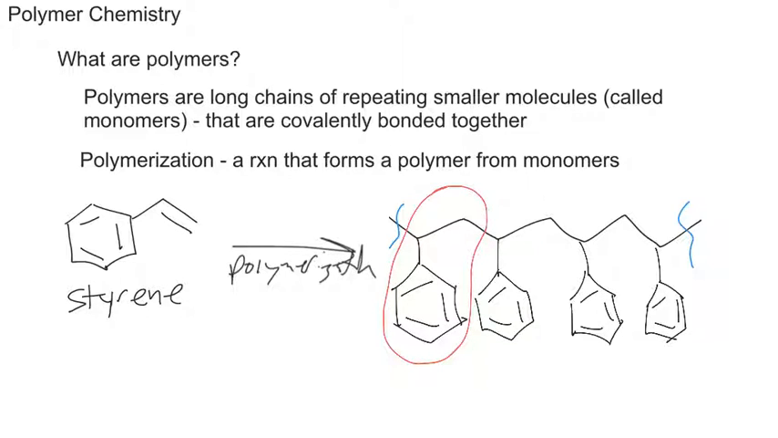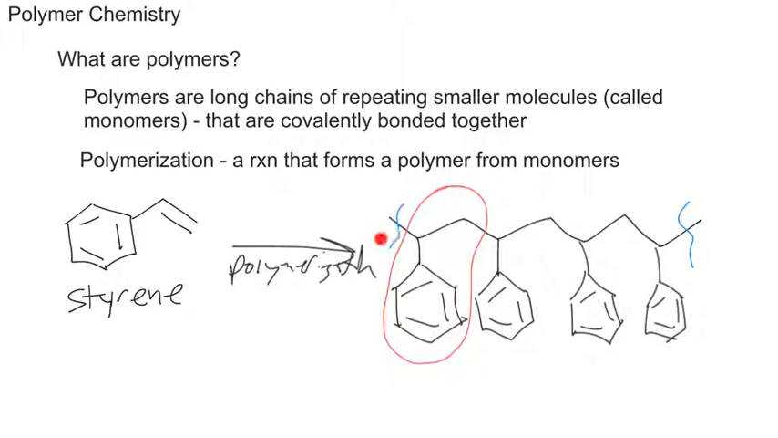This is the six-membered ring that we have here, followed by two carbons off to the side. So here's our six-membered ring, and here are the two carbons off to the side. Again, here's a six-membered ring, and here are the two carbons off to the side.